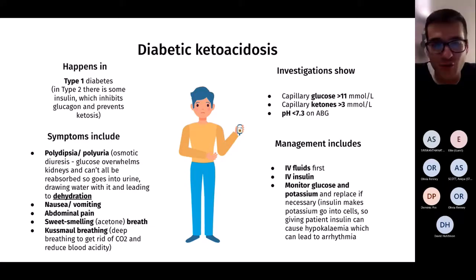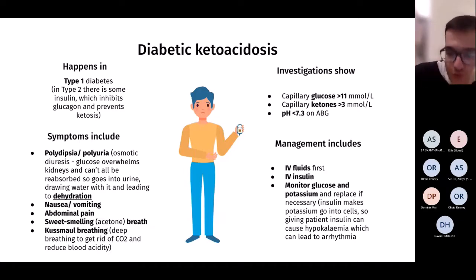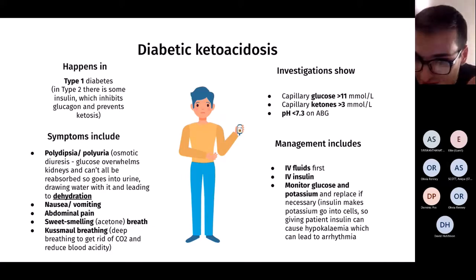Symptoms of DKA include weeing a lot and drinking a lot. Basically, as David was alluding to earlier, normally glucose is reabsorbed from your urine into your blood, in particular in the proximal tubules of your kidneys, but when you've got so much glucose, like you do in DKA, it can't all be reabsorbed. So it goes into the urine. That creates an osmotic pressure, drawing water with it and leading to loads of weeing, which causes you to be dehydrated.